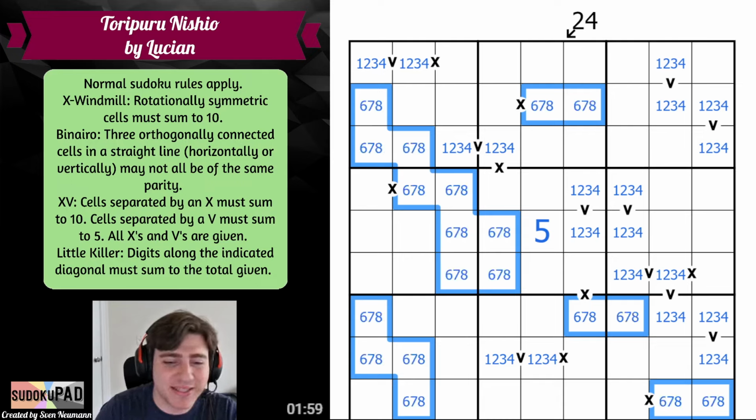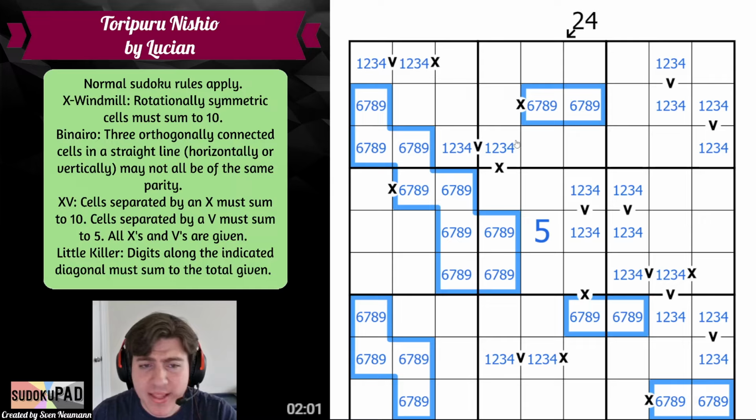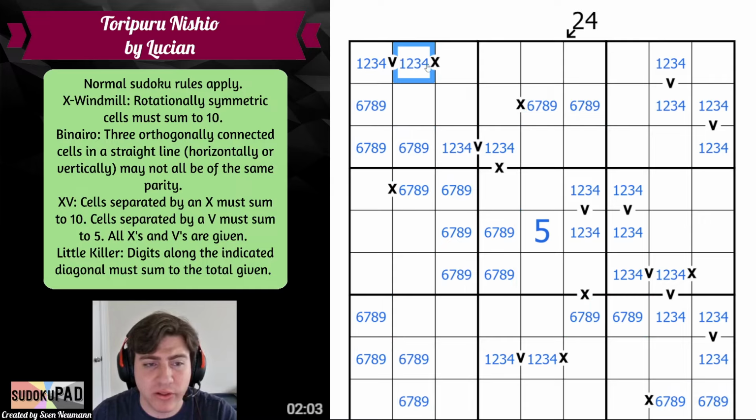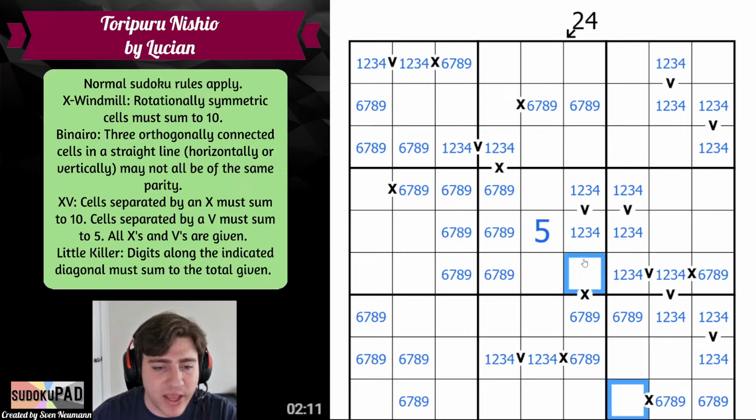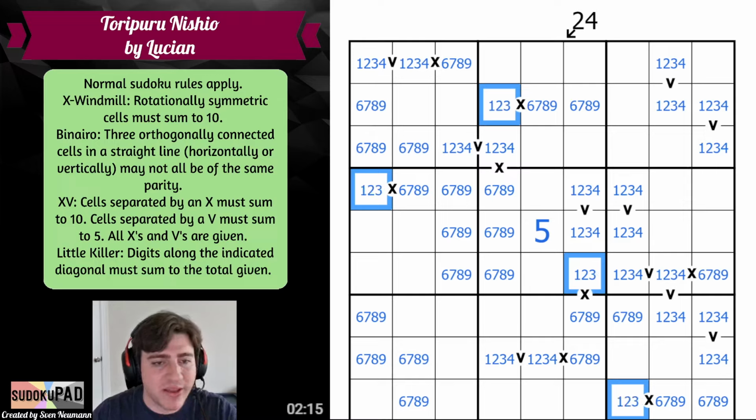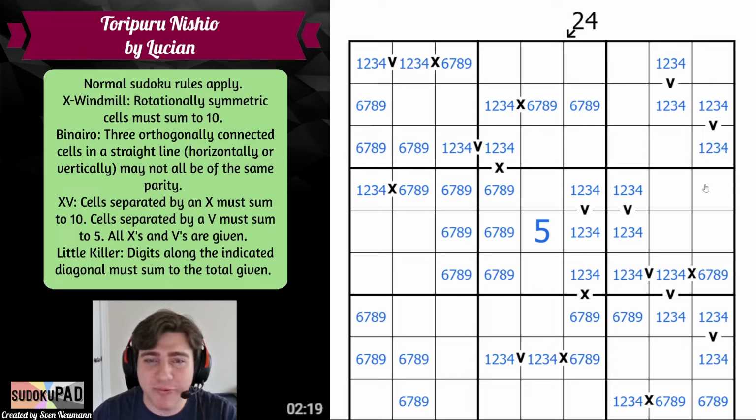These will be from the set 6, 7, 8, 9. And whenever we have an x that touches a low digit, you will have a high digit. So this will be a high digit, this will be a high digit, this will be a high digit, 6, 7, 8, 9. And in the same way, these will all be low digits, 1, 2, 3, 4. And we'll keep working through it.